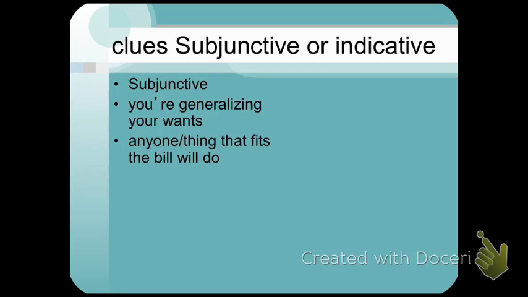You're going to use subjunctive if anyone or anything that fits the bill, right? Any pastry that has frosting on it is going to work. Or any pastry that's chocolate, right? Any chocolate. So I don't care if it's a chocolate cupcake, if it's chocolate buñuelo, if it's chocolate whatever. If it's chocolate, it's going to work.